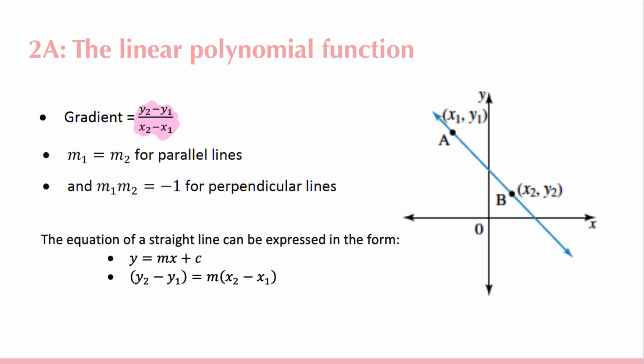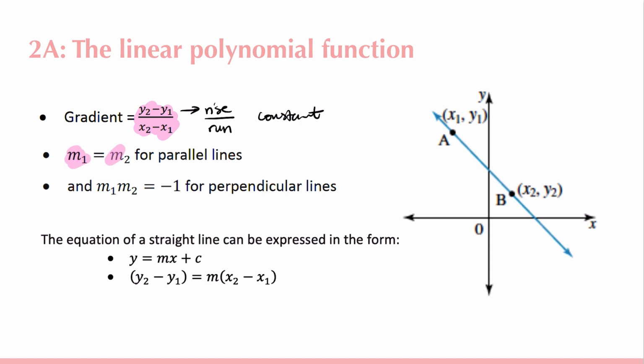The easiest formula to use is y2 minus y1 over x2 minus x1. So the difference in the y gives you the rise, the difference in the x's gives you the run. And this rise over run, because it applies to every single point, means that we have a constant gradient.